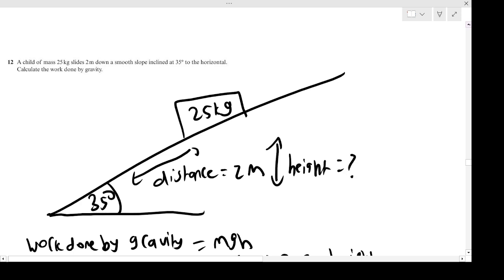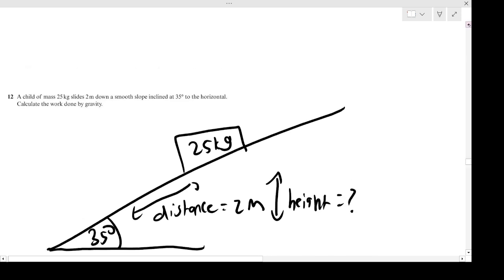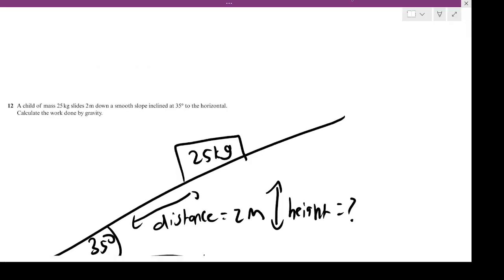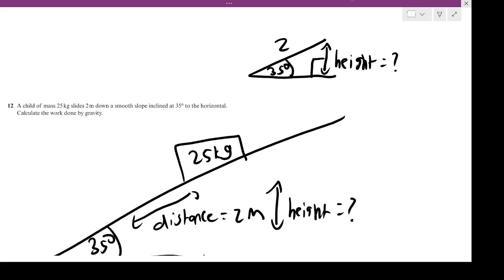Well, consider this triangle here then. If we're moving 2 meters down the slope, we've got an angle of 35. Now we want that height when it's 2 meters on the slope. Again, we're going to resort to SOHCAHTOA because we've got a right angle triangle. So the height is going to be 2 lots of sine 35, because it's an opposite. The height is the opposite here.